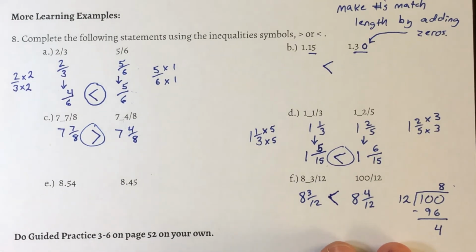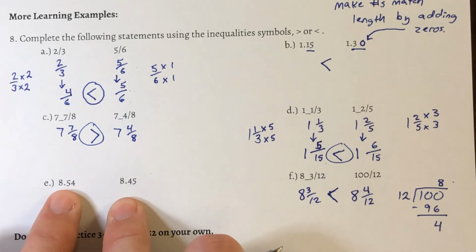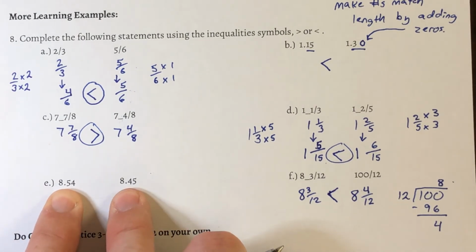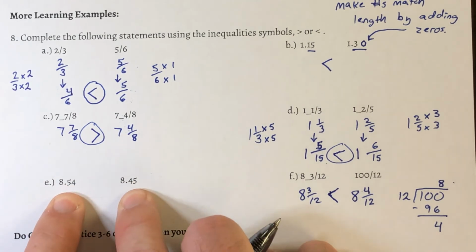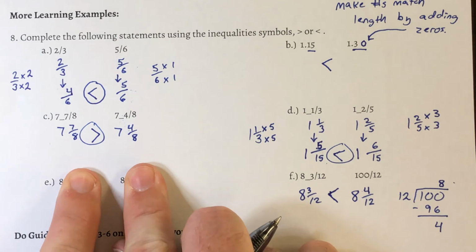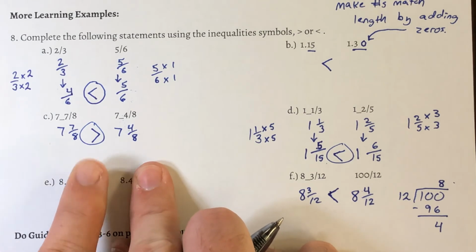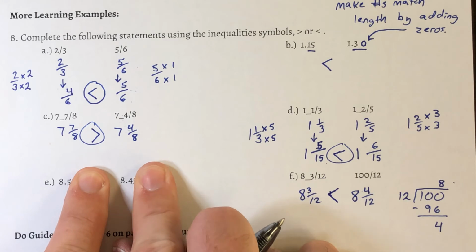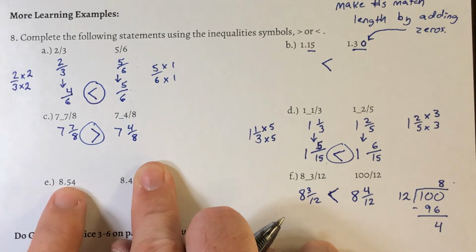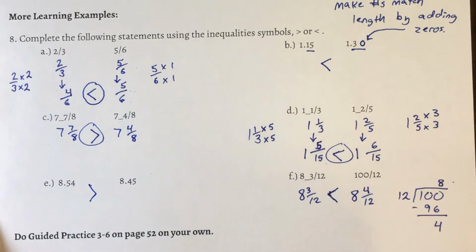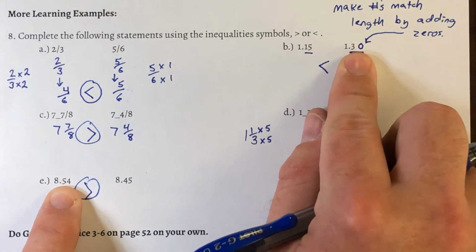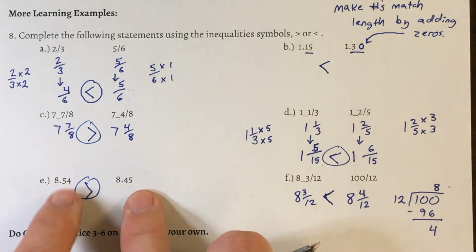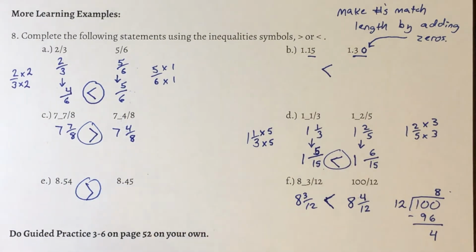Let's do one other decimal example. I have 8 and 54 hundredths and 8 and 45 hundredths. Notice, the numbers already match length, so this is a perfect direct comparison. I see 8, they're the same. Next number, I see 5 and I see 4. Which one's larger? 5. So the one on the left is larger. 8.54 is greater than 8 and 45 hundredths. So when you have decimals, check to see that your number of digits behind the decimal match, and then you can do a quick comparison.